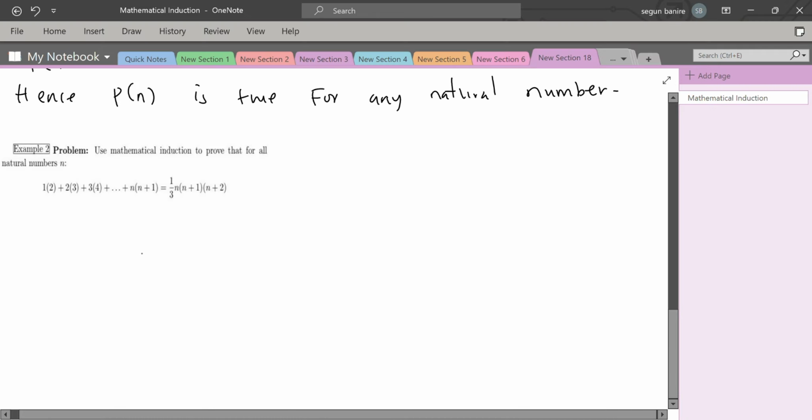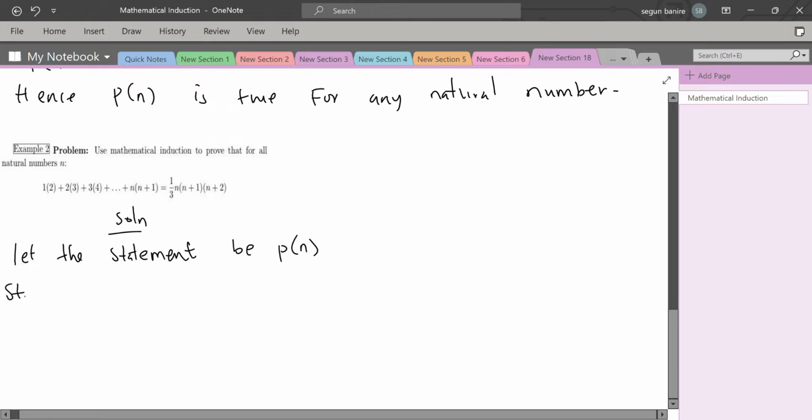So example 2 says that we should use mathematical induction to prove for all natural numbers that this statement is true. So, solution. Just start with, let the statement be p of n. So the whole statement has been represented with p of n.